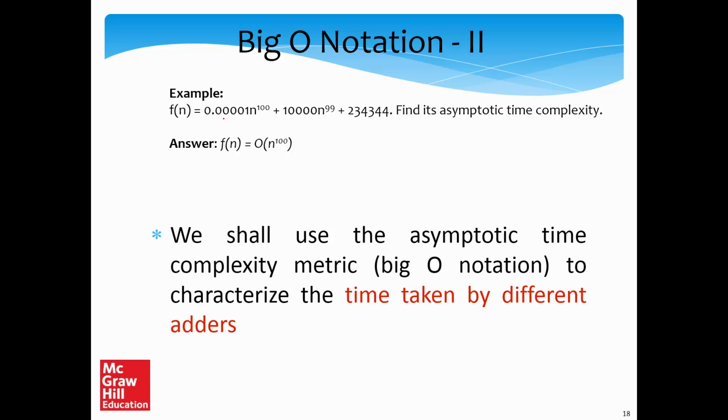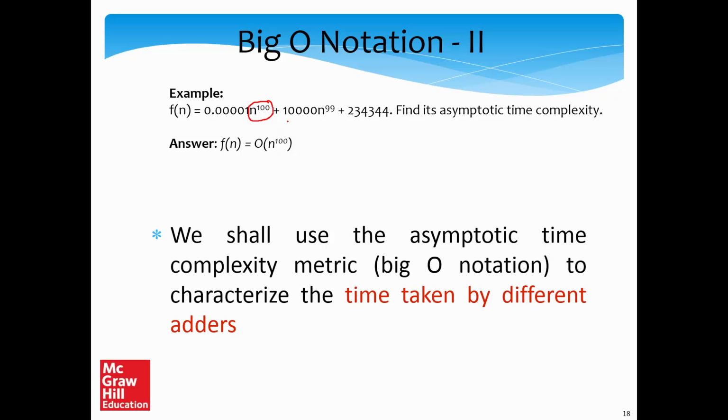It is true that this coefficient is very small and this coefficient is very large, but definitely we can find a value of n at which this term will dominate. Keeping that in mind, we can use the same algebraic formula listed in the previous slides and say that fn is order of n to the power 100. We have to take the highest exponent while computing the order of a function, so in this case it is n to the power 100.